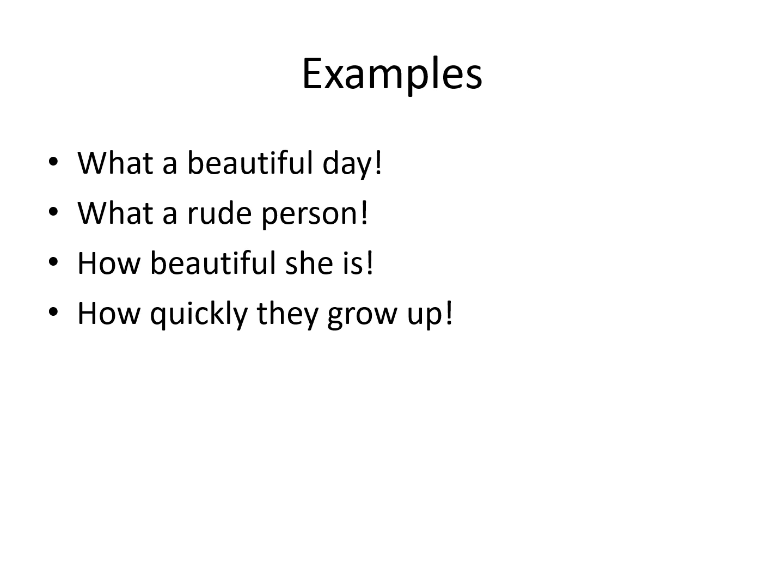So these are the examples of exclamatory sentences. Number one, what a beautiful day. So here we are using noun phrase, and at the end of the sentence there is sign of exclamation. What a rude person. Again, this is noun phrase, and at the end of the sentence sign of exclamation. Third, how beautiful she is. Here adjective is used, and at the end sign of exclamation. How quickly they grow up. Here we are using adverb.